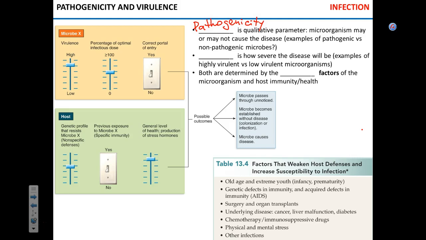Now, virulence is how severe the disease can be. Some microbes are considered to have low virulence. Some microbes have high virulence. Can you think of any microbe that causes a disease that's pathogenic but has low virulence? Not really severe disease.